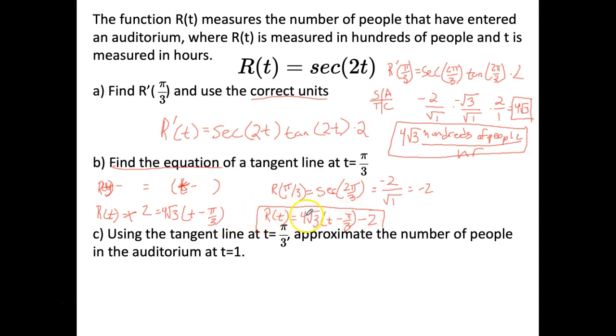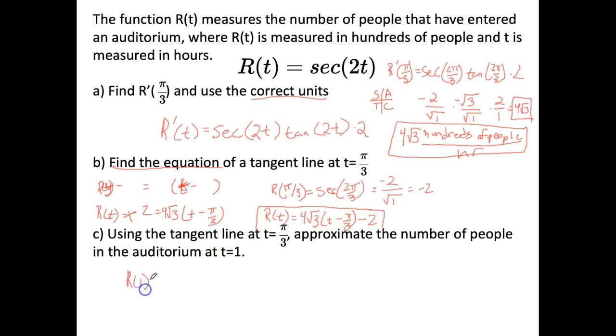It's probably going to ask you, after you do these, to use it to approximate something. So here's the question it's going to ask: using the tangent line at pi over 3, which we have right here, approximate the number of people in the auditorium at t equals 1. Okay, well I just need to plug in 1 there. So let's just do that.